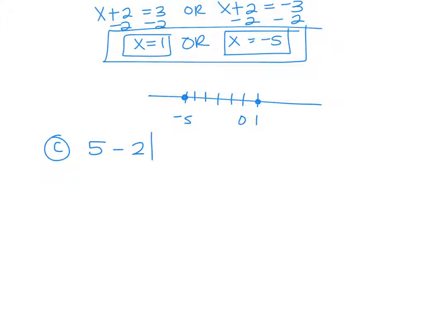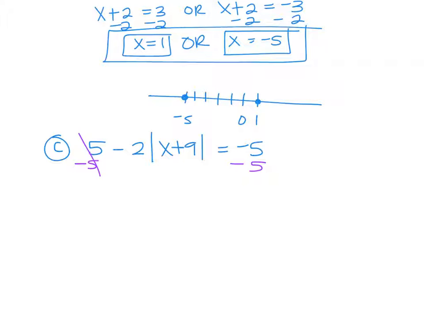How about this one? 5 minus 2 absolute value x plus 9 equals negative 5. What do you do first? You gotta add the 2 first. No. You have to go backwards, backwards of PEMDAS. Right now, this 2 is being multiplied by the x plus 9. So subtract 5.